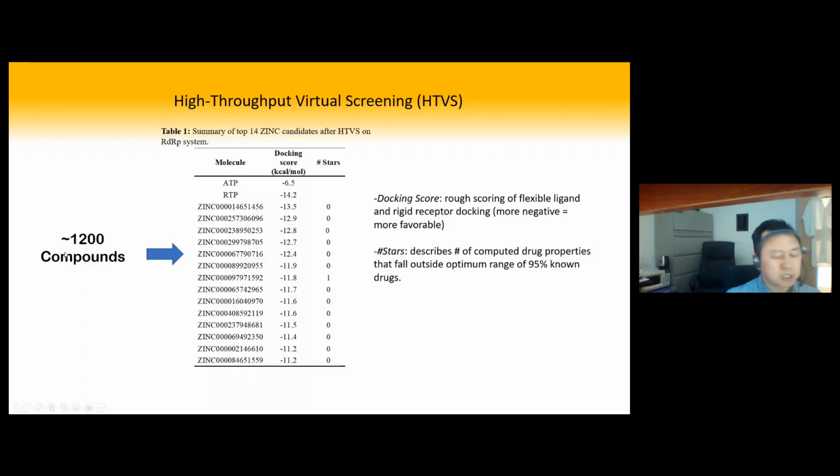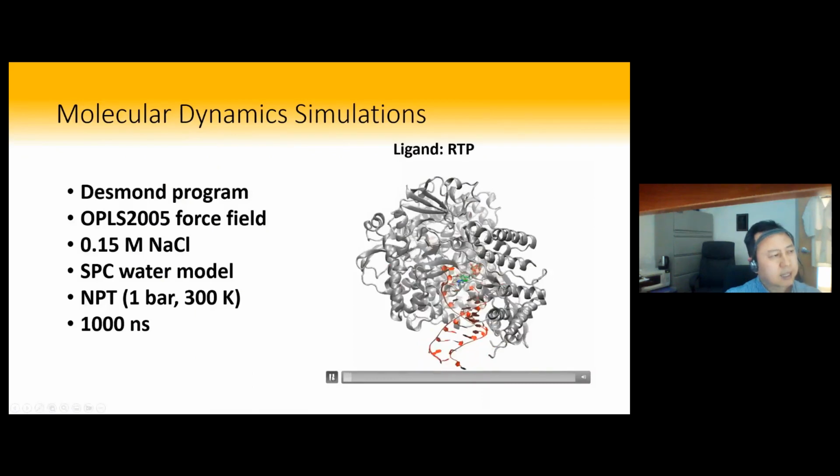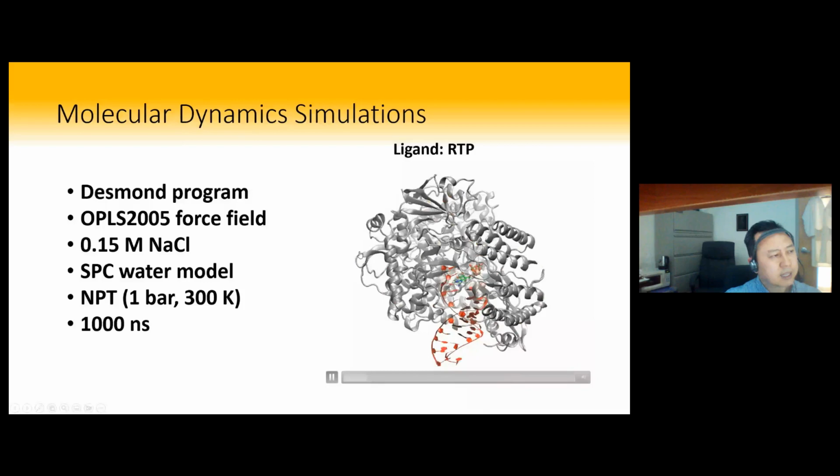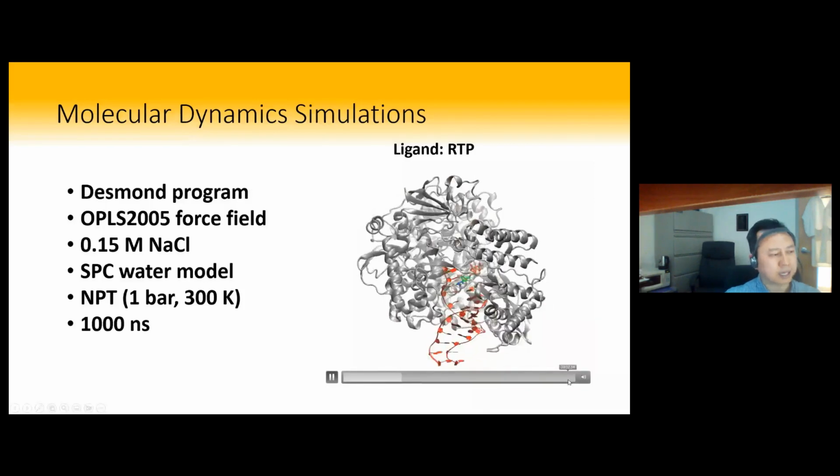Out of 70 million, we picked the top 1200. Then we did molecular dynamics simulation to verify those. And this is the control one, this is the drug remdesivir. You remember? Yes, it's still very stable, bound and happy in that active site.